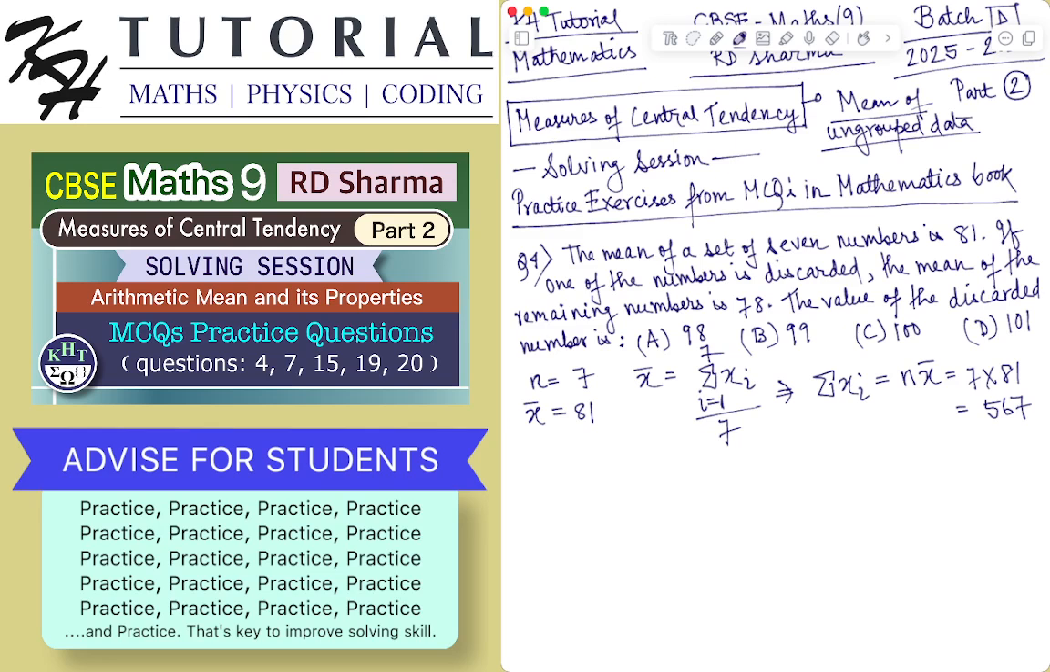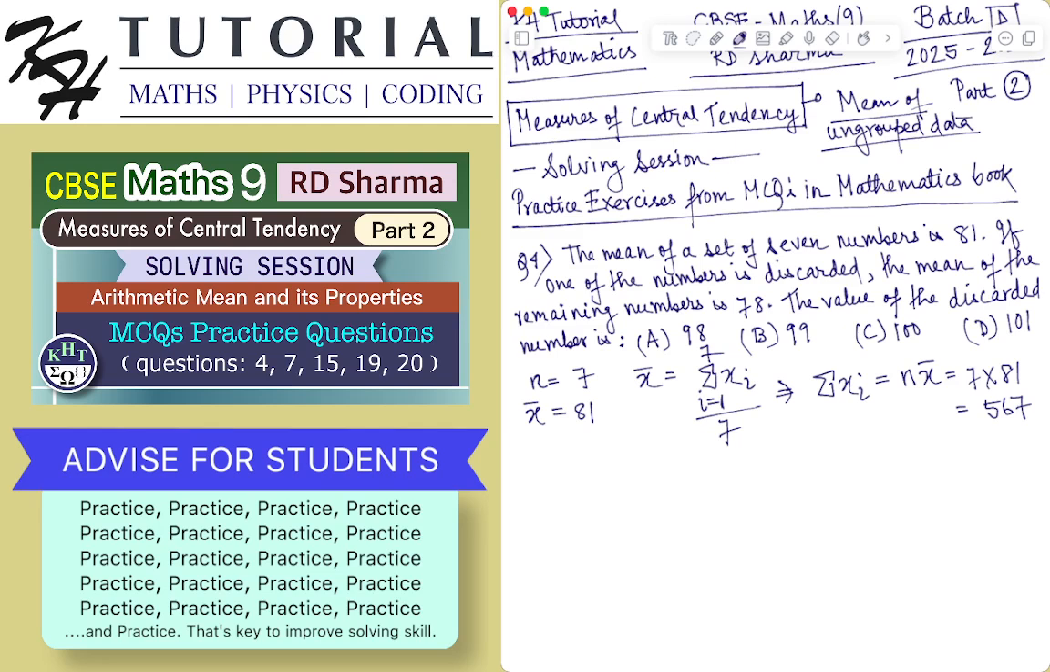Now the problem says if one of the numbers is discarded, the mean of the remaining numbers is 78. The value of the discarded number is? Now I know the sum of the original 7 numbers, which is 567. Let the number which is discarded be y.